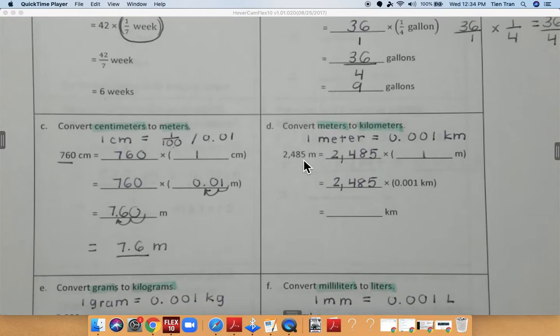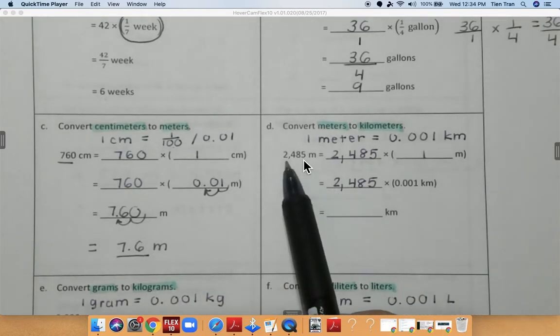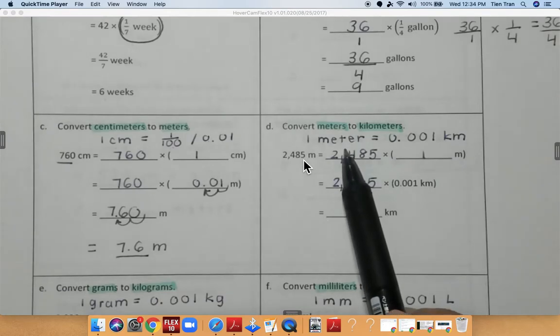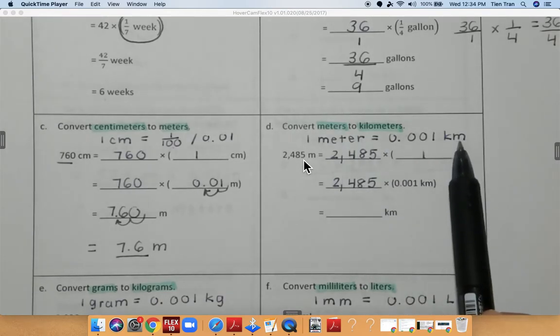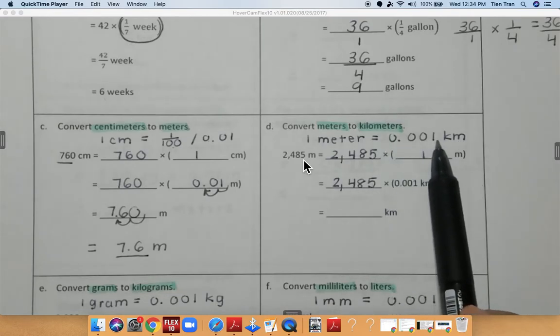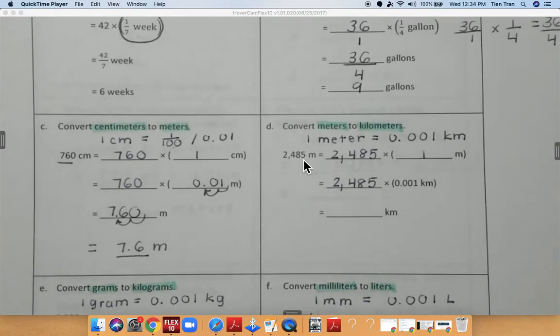Problem D. We are converting meters to kilometers. So we have right here 2,485 meters, and we're converting to kilometers. A meter is much larger. Think of a meter stick, and a kilometer is very, very small. It's a very small unit. So it's equal to 0.001 kilometers, okay?